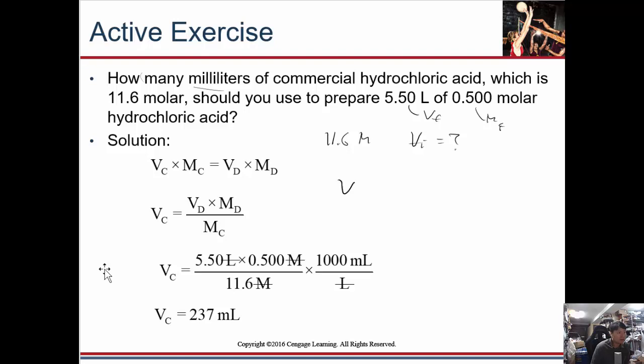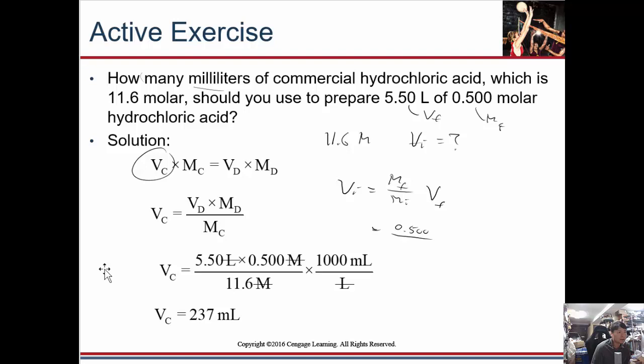And so if we want the V initial, we'll just solve for that. And so V initial is the concentrated stuff. And so that's going to be the molarity final over the molarity initial times V final. And so here, the final molarity is 0.500.